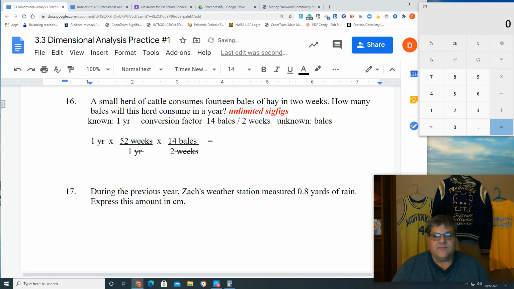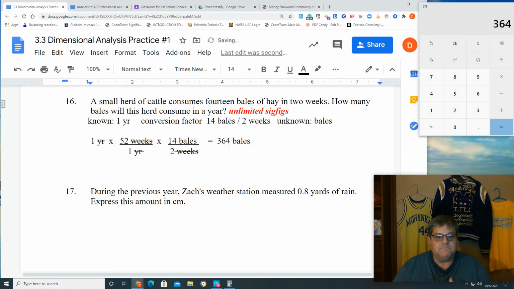So now all that we have to really do is the math. We'll go over to our calculator. I don't have to put 1, so the first number in our equation is 52. We're going to take 52 and multiply that by 14, and then divide that number by 2. And we get our 364. So we're going to end up with 364 bales.